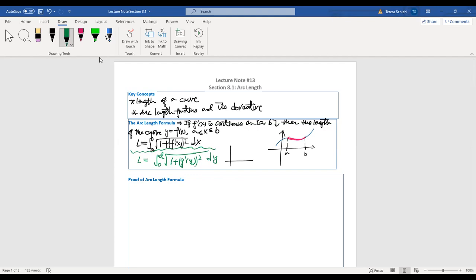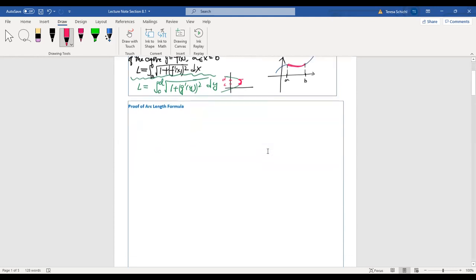If x is a function of y, like some function here, and you have c and d, and you want to find the length of this curve, then you can use this formula. It's very similar. You just change the dx to dy.